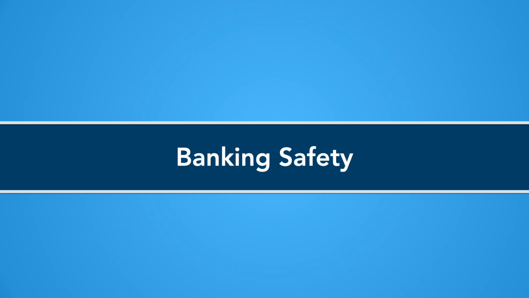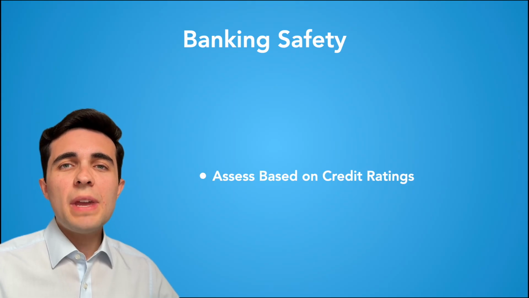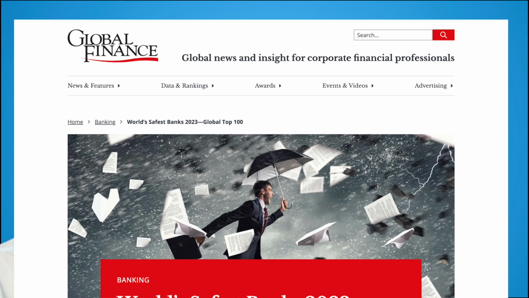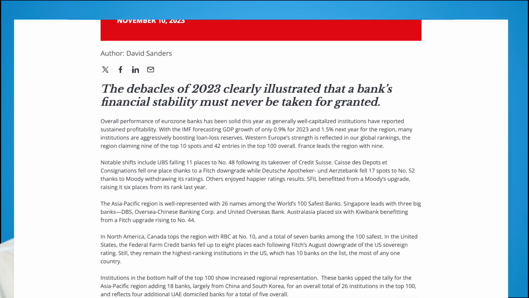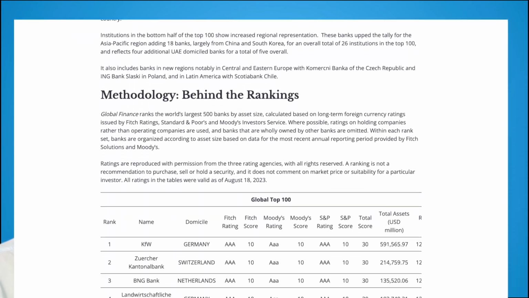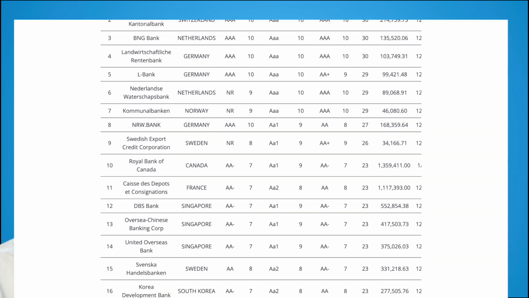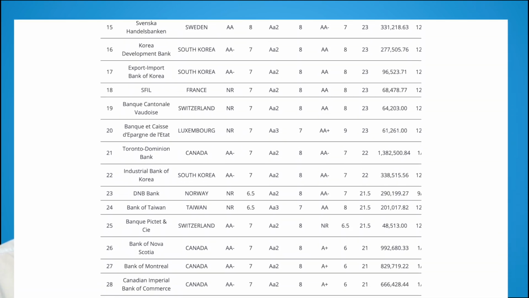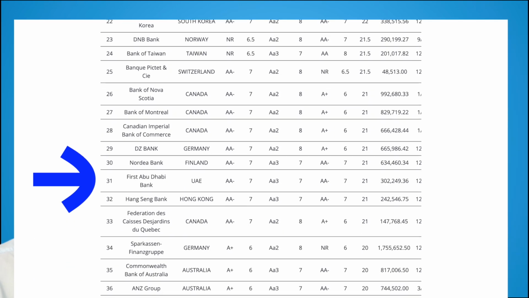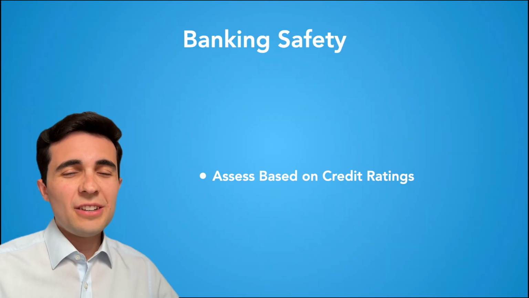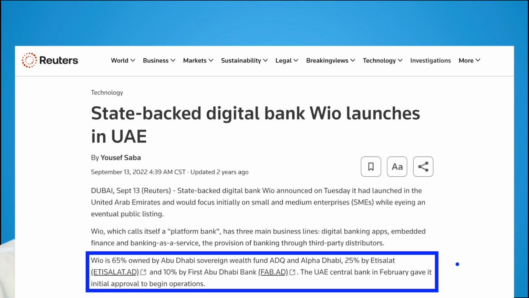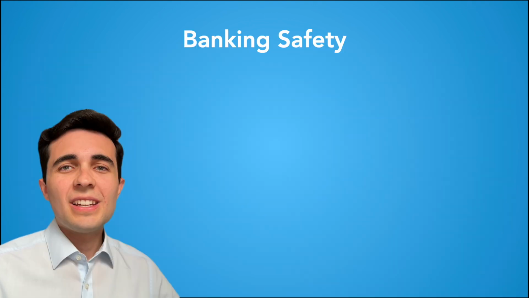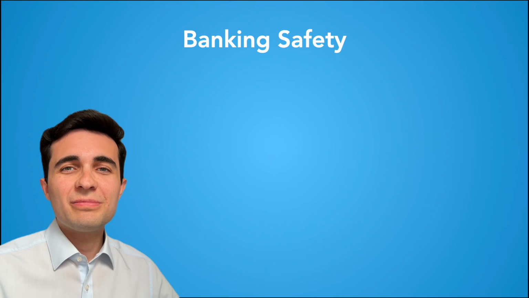What about banking safety? We can assess the safety of banks based on the creditworthiness or credit ratings of banks. This list shows the safest banks based on credit ratings. The safest bank in the UAE is First Abu Dhabi Bank, or FAB. While this bank is safer than any bank in the United States, there are safer banks in Europe and in Asia. The online-only bank Vio is partially owned by FAB as well as the Abu Dhabi Sovereign Wealth Fund. As a result, it should be fairly safe.